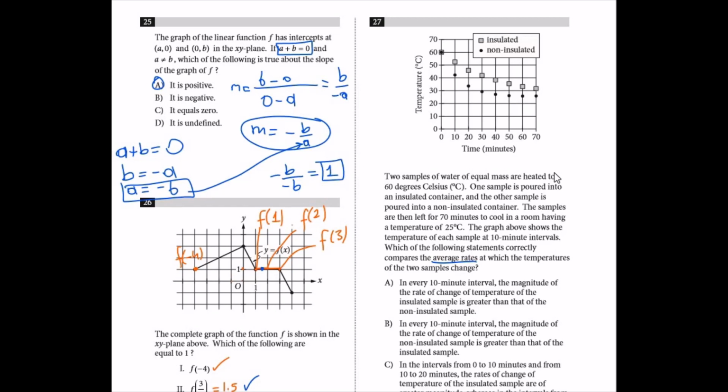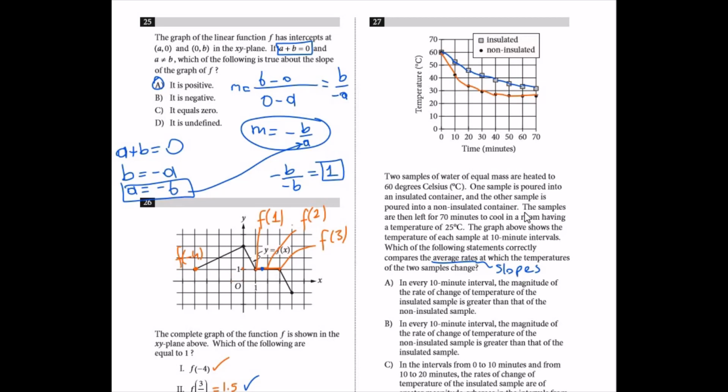Since we are going to compare their average rates, which means we are going to compare their slopes, you can connect the dots and make their slopes. And for the non-insulated, if you make a straight line between 2 points, you can easily compare the slopes. Now let's read the options.